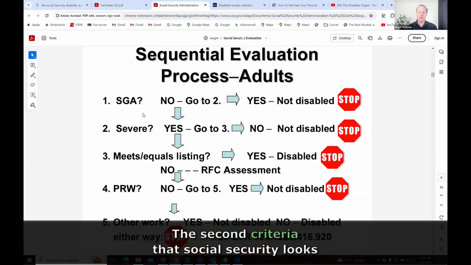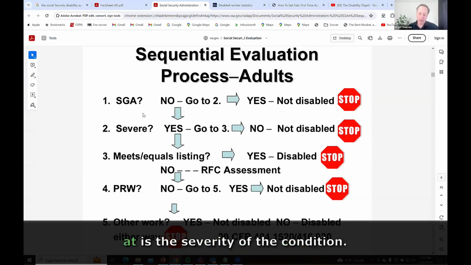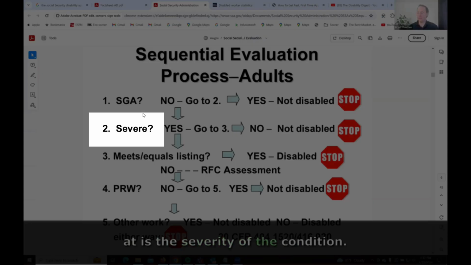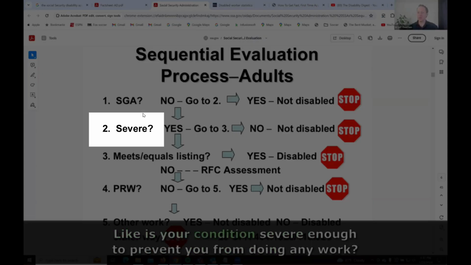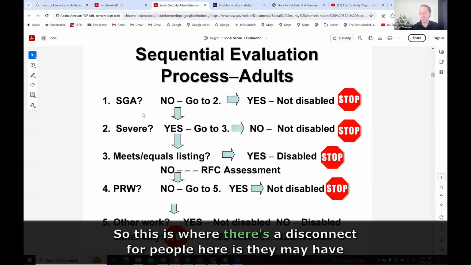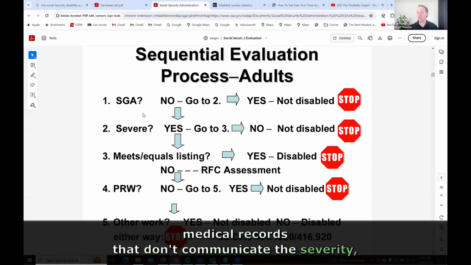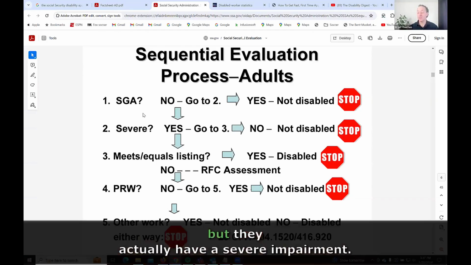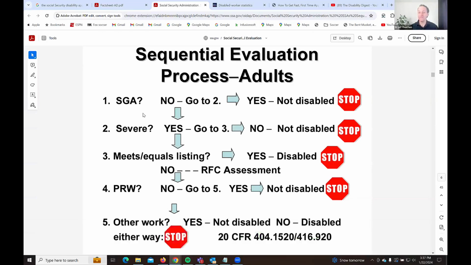The second criteria that Social Security looks at is the severity of the condition. Like, is your condition severe enough to prevent you from doing any work? And can they see that in the medical records? So this is where there's a disconnect for people: they may have medical records that don't communicate the severity, but they actually have a severe impairment. So that's step number 2.